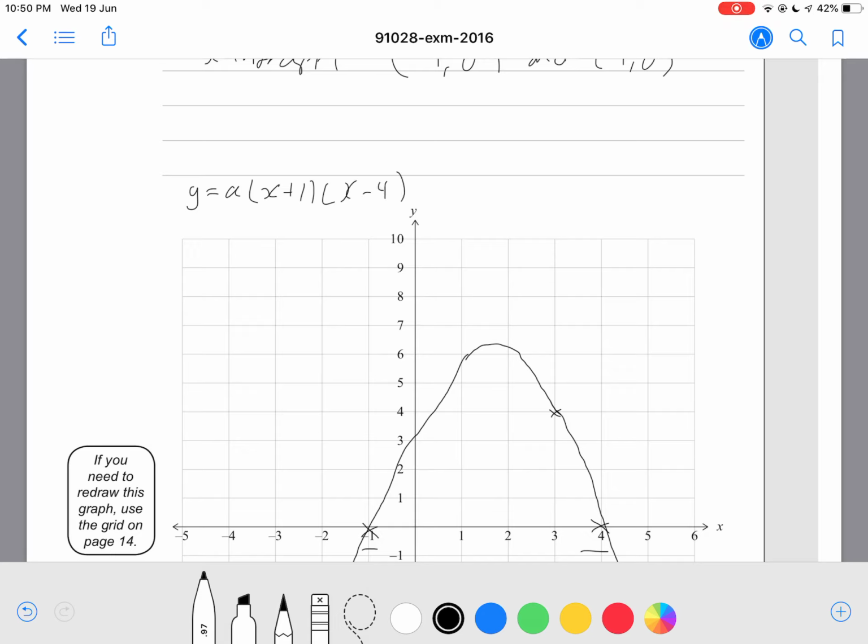We're going to substitute one random point, 5, negative 6. So negative 6 equals a, 5 plus 1, 5 minus 4. Negative 6 equals a times 6 times 1. Therefore our a equals negative 1. So therefore our equation is y equals negative of x plus 1, x minus 4.